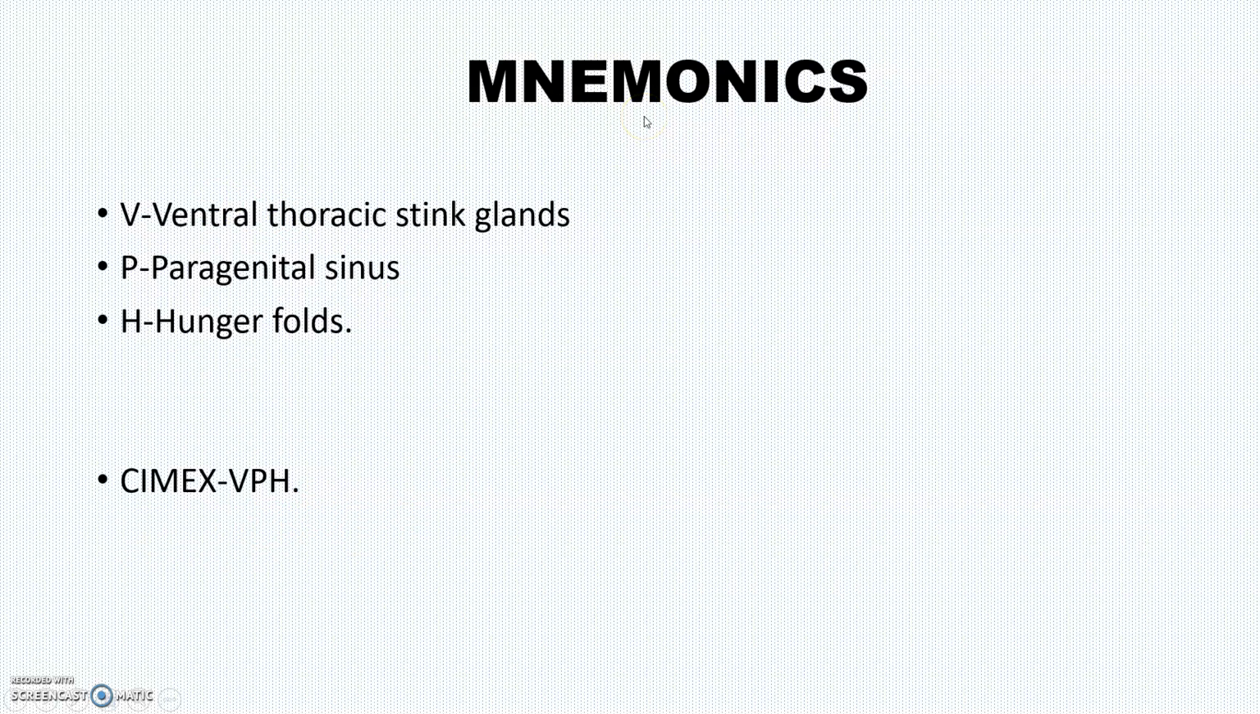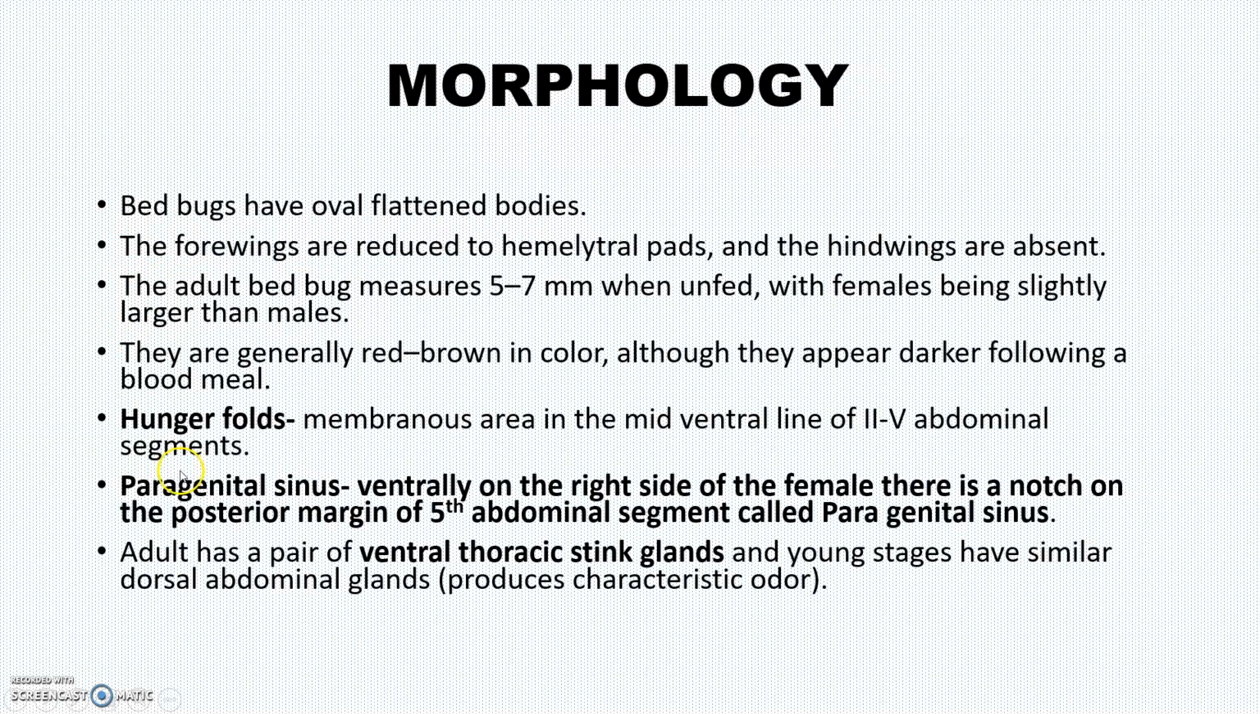So we have a mnemonic: remember BPH for Cimex. That is the morphology. We have to study a lot of morphological features of all the bugs. But in case of Cimex, we have three main things, that is hunger folds, paragenital sinus, and ventral thoracic stink glands. So you can make a small mnemonic, that is BPH for Cimex.